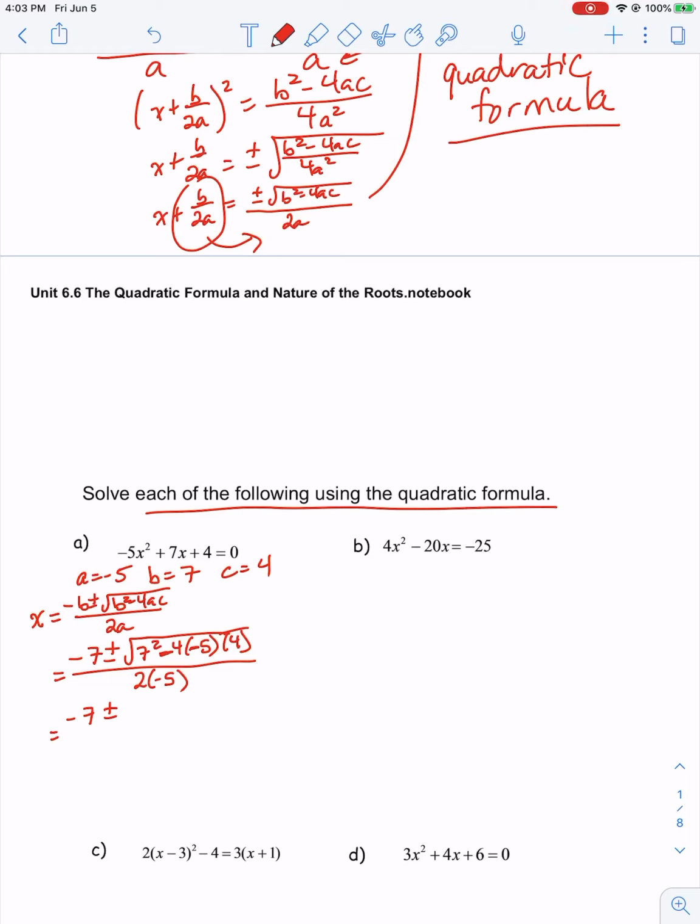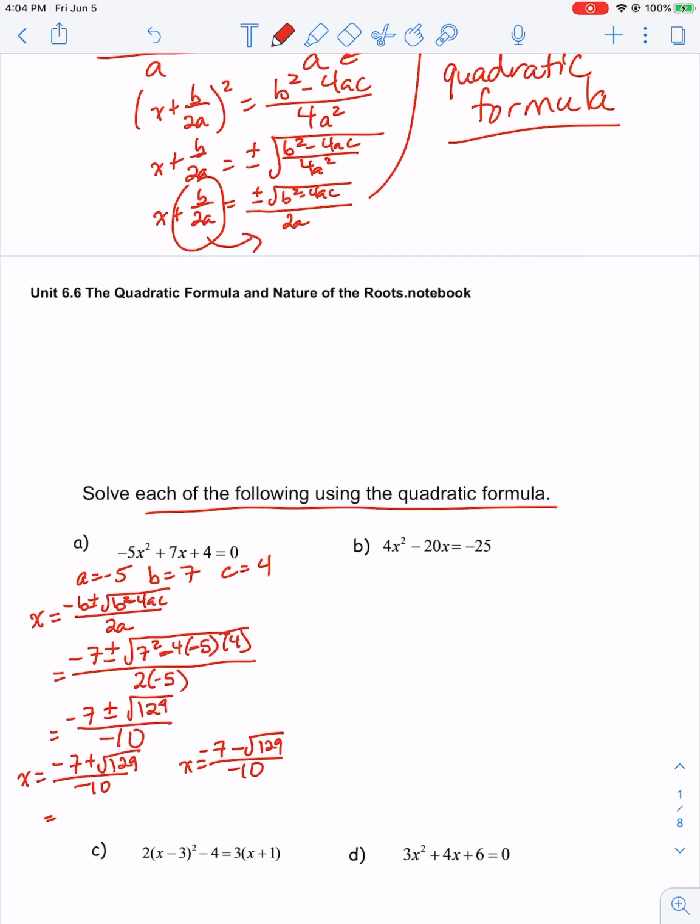Because 4 times 5 is 20, times 4 is 80. So that's going to become -7 plus or minus the square root of 49 plus 80 is 129, all over -10. So you have your 2 answers. You've got x equals -7 plus root 129 over -10, and you have x equals -7 minus root 129 over -10.